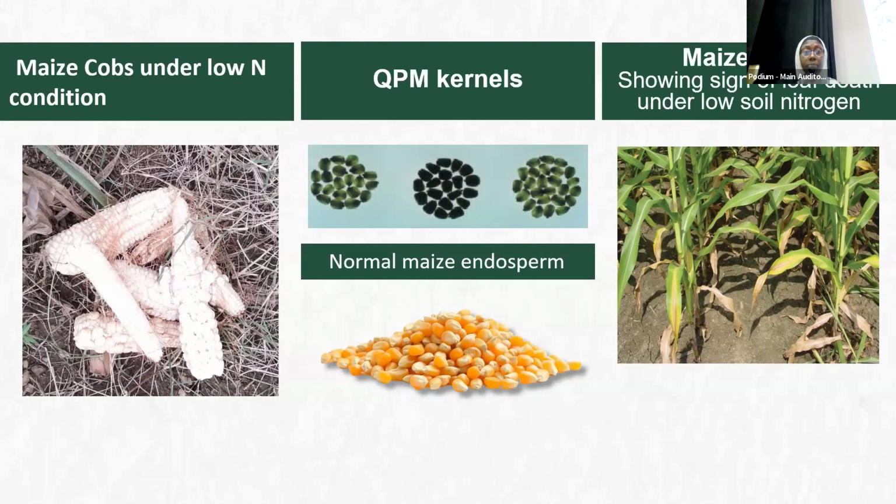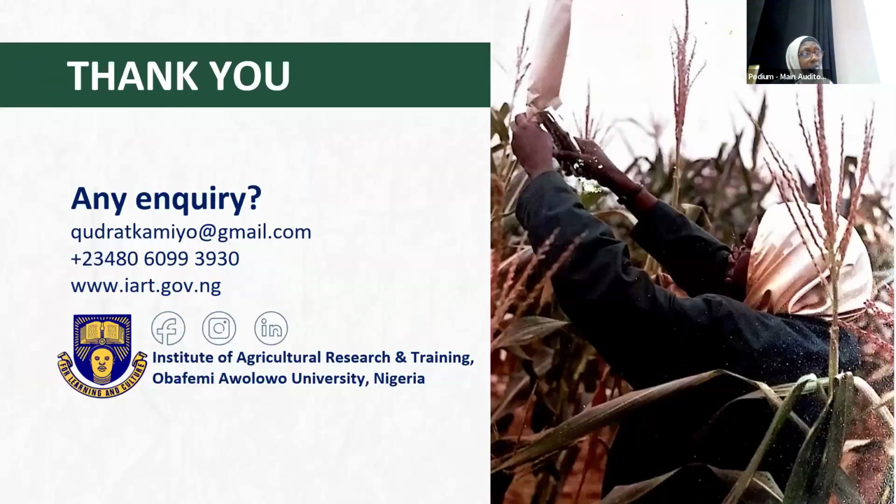These are the pictures taken under a low soil nitrogen condition on the field. The maize cobs with scattered grains under low nitrogen, and our quality protein maize kernels and our maize showing sign of plant death. That's poor staggering ability under low soil nitrogen condition. I want to appreciate my Institute of Agricultural Research and Training, Nigeria, and IITA Nigeria for funding this project. I thank you all for your attention.